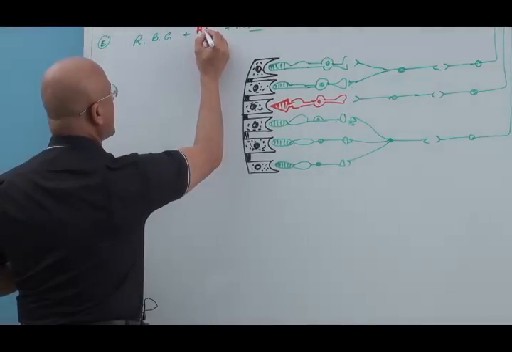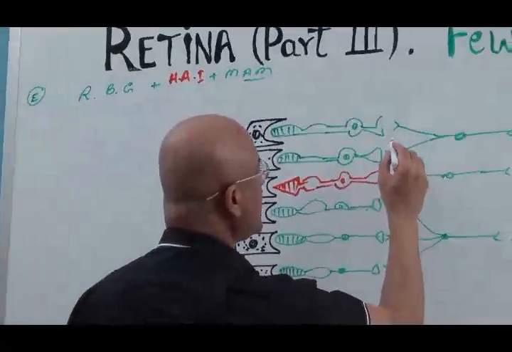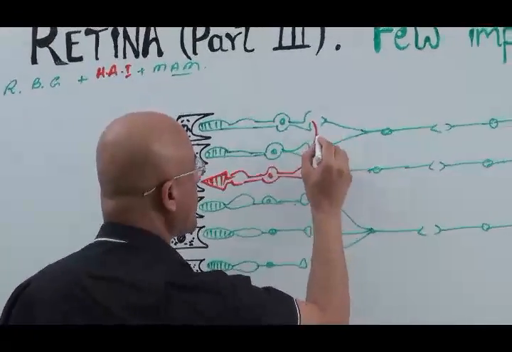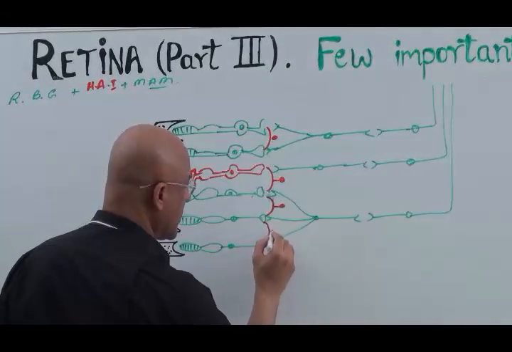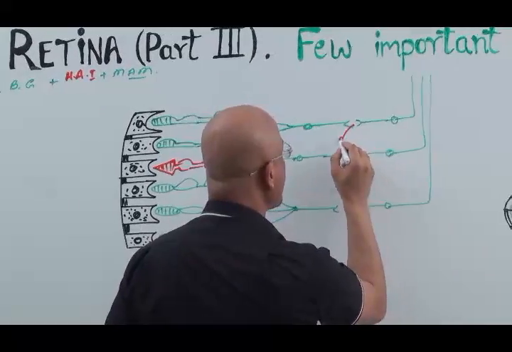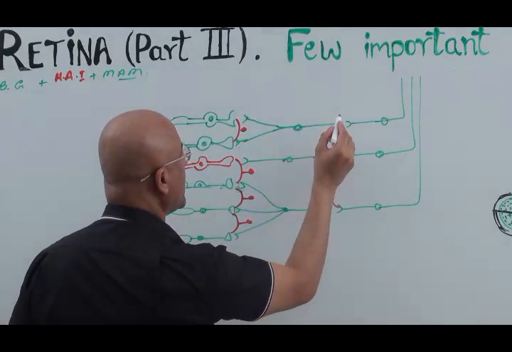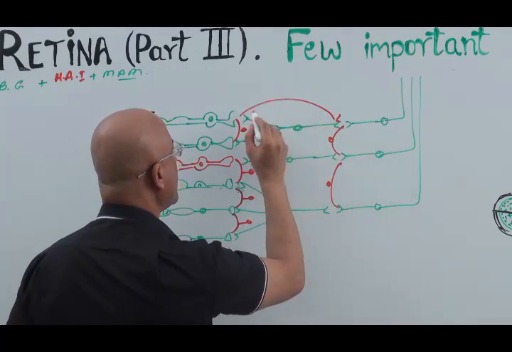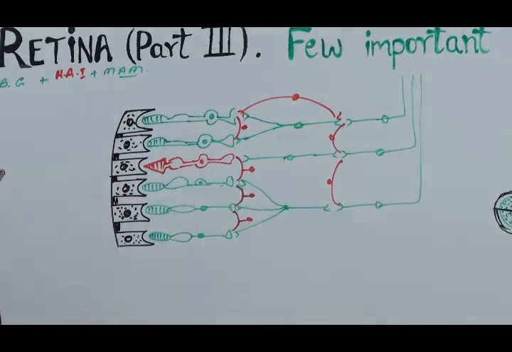Yes, horizontal cells, amacrine cells, interplexiform cells. So, what are these cells which are connecting here? Horizontal cells. And what are these cells connecting here? Amacrine cells. And what are these cells? Interplexiform cells.